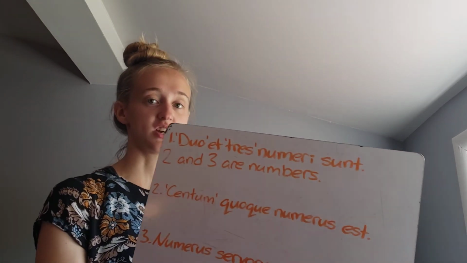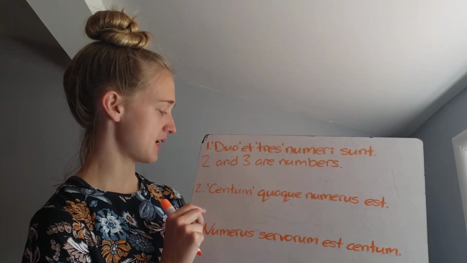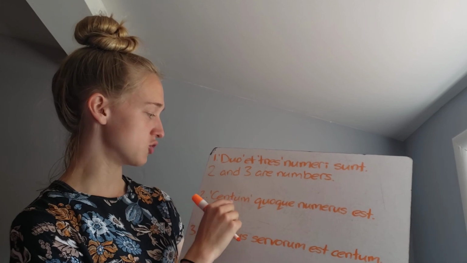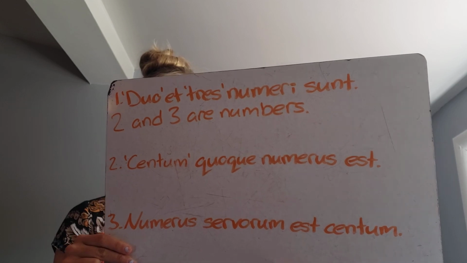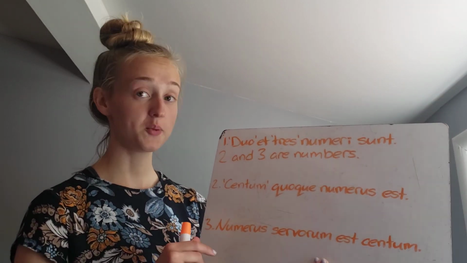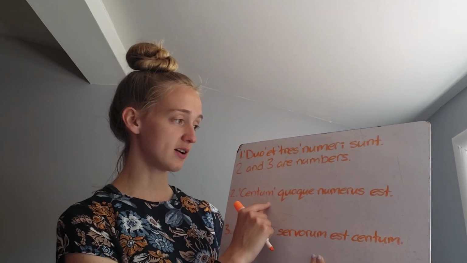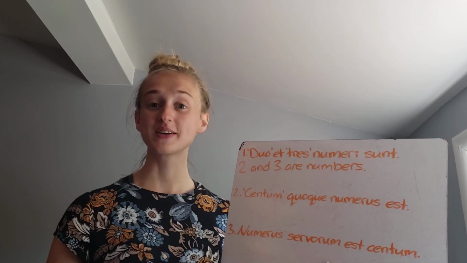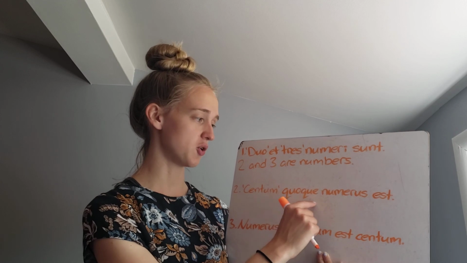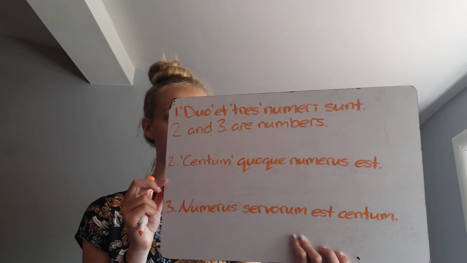Okay, so here's our translation. 2 and 3 are numbers. Now, number 2. Centum quoque numerus est. What do you notice about that sentence? Well, we know centum here means 100. We just talked about that. So 100, jumping back to est, is quoque. We often forget this one. What does quoque mean? Also, numerus, a number. 100 is also a number.